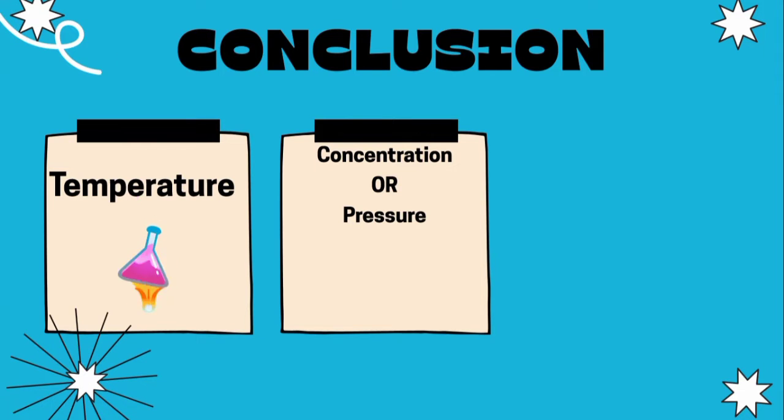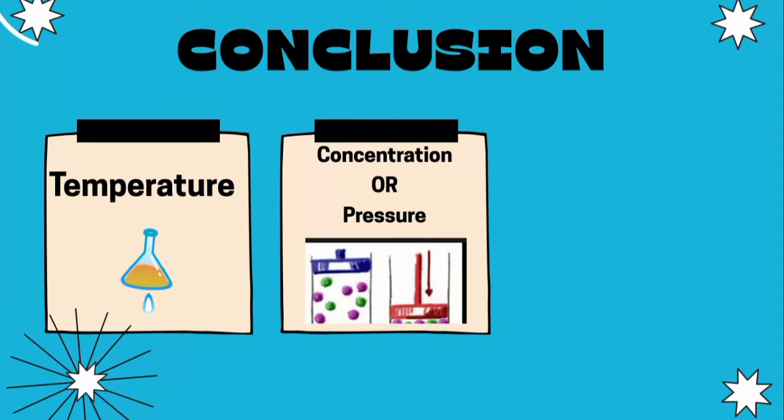That increases the rate of collision as well as the rate of effective collision, which results in an increasing rate of reaction. A decrease in concentration decreases the rate of collision based on the fact that there is an increase in the distance between the reacting particles, hence decreasing the rate at which they collide effectively, which also decreases the rate of the reaction.